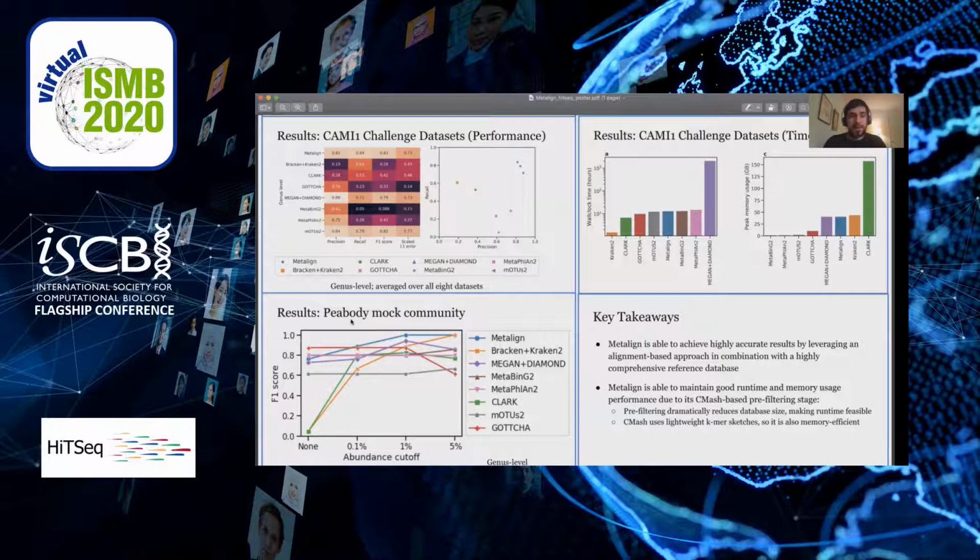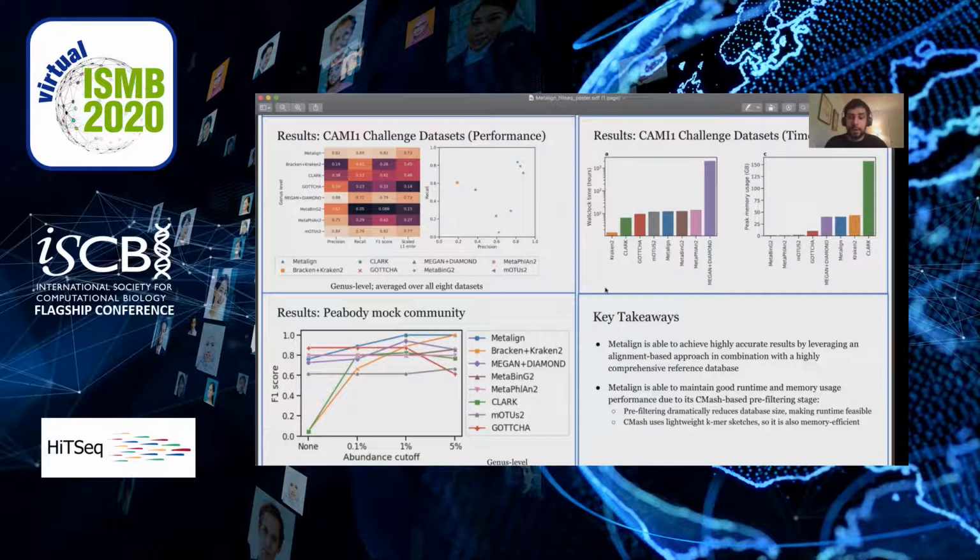We looked at another setting, which is a mock community, which is basically a community that's created in a lab and then sequenced. So you get the advantage of the noise of sequencing real data, but you know the ground truth, so you can actually measure your performance. That's why mock communities are nice. We used this one by Peabody et al. and compared the methods on a variety of different abundance cutoff settings. This means organisms with below this abundance in the sample were removed, which helps some methods like Bracken and CLARK that generate a lot of low abundance false positives. For any non-zero abundance cutoff setting, Metalign was the highest performing method. Interestingly, on this data, mOTUs2 was generally the worst performing method.